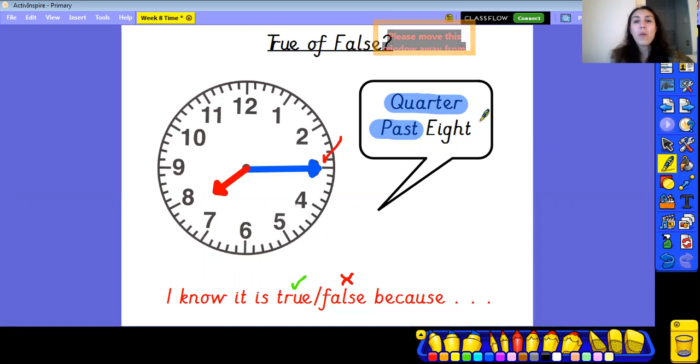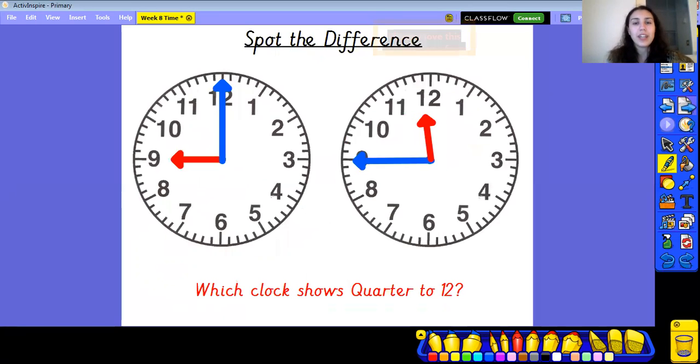So that means then that the hour hand must be past the 8. Has our hour hand gone past 8 yet? No, it hasn't. So our hour hand is in the wrong place for this time. So actually the hour hand has gone past the 7. It's not yet been 8 o'clock. So we can say that we know it is false because the hour hand has not gone past the 8th hour. Therefore, the time is quarter past 7. Well done if you got that right.